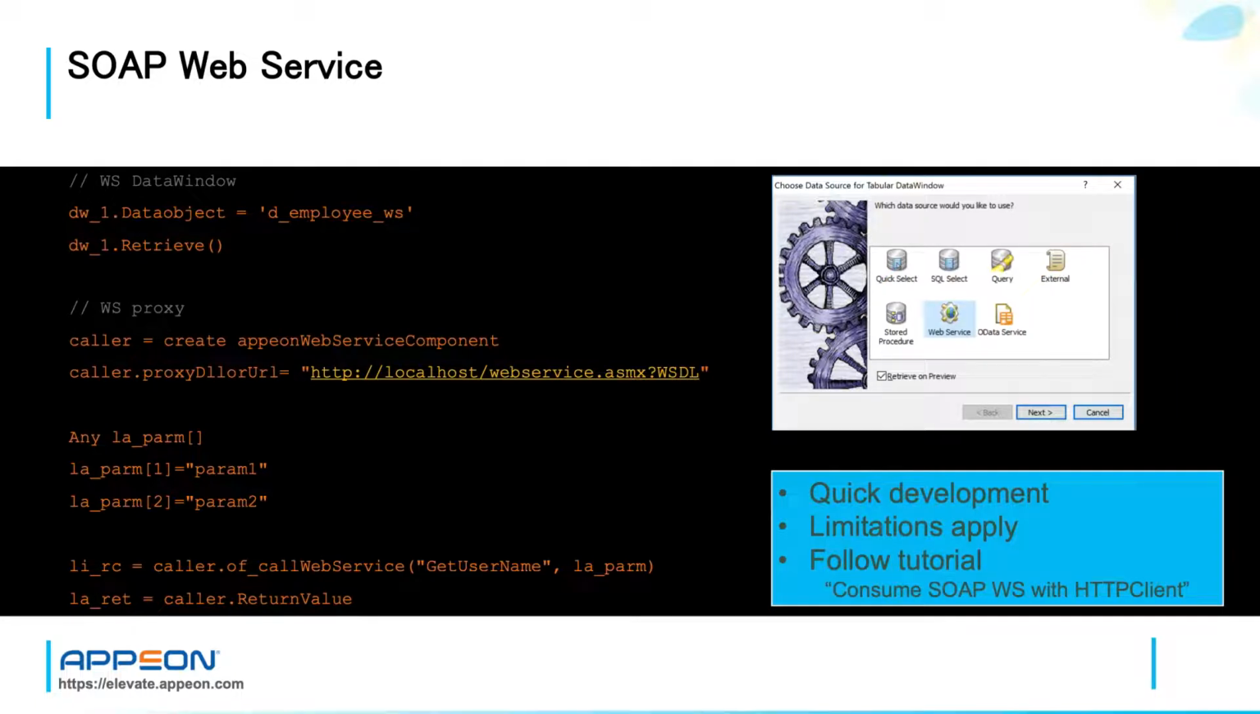So whether you go for web service DataWindow or Appeon proxy, it is a very quick implementation, few lines of code. However, bear in mind that limitations apply. For example, if the web service expects complex input data types, or similarly, if it returns nested structures and binary objects, you may have some problem handling this complex data type. To overcome these limitations in PowerServer, you can join the next presentation, which I'm gonna give in these days. It is consume SOAP web service with the new PowerBuilder HTTP client object.